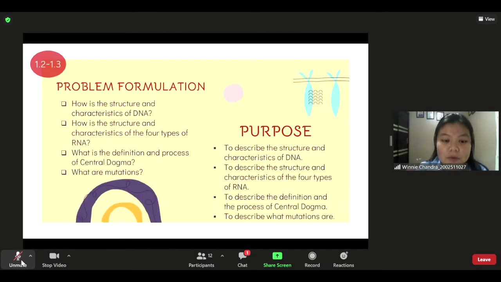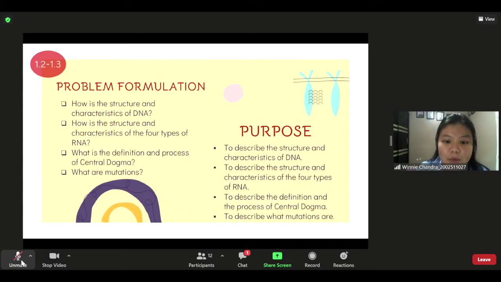Next is problem formulations. The first one is how is the structure and characteristics of DNA. The second one is how is the structure and characteristics of the four types of RNA. The third one is what is the definition and process of central dogma. And the fourth one is what are mutations.